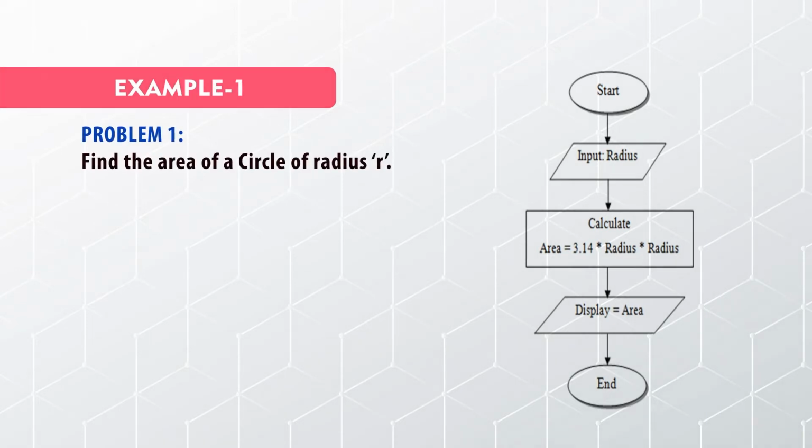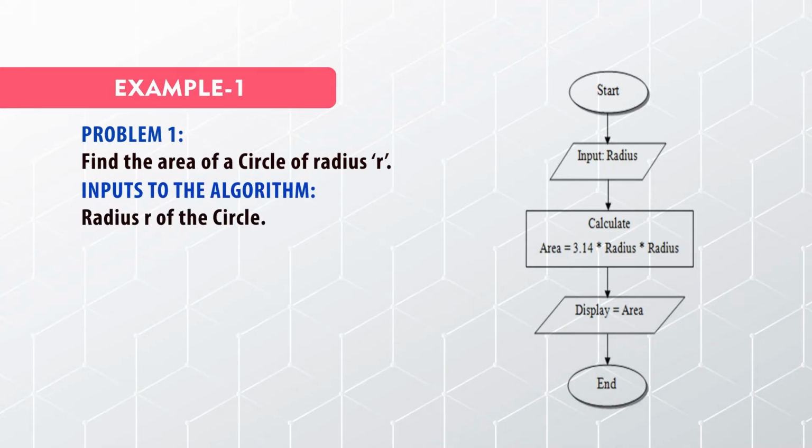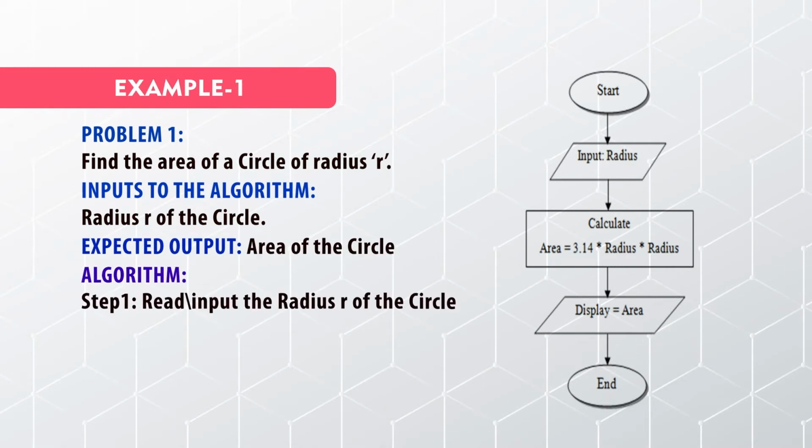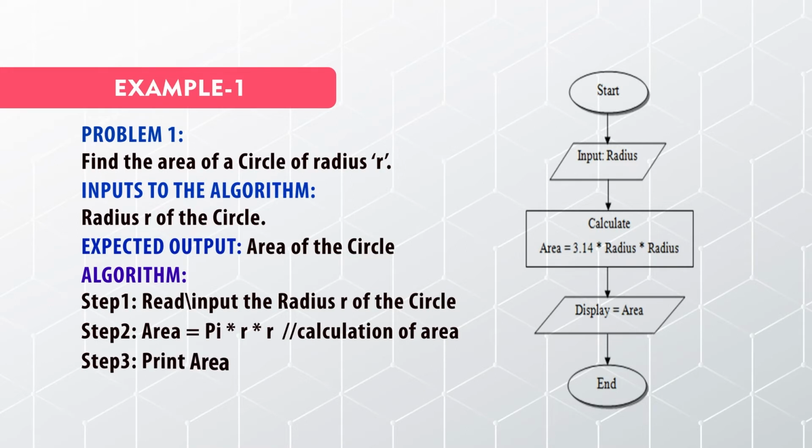To find the area of the circle, firstly we should understand what the input should be. The input is the radius of the circle. Processing relates to the calculation of the area, so we should understand what the formula is. The formula for the area of the circle is pi r square, that is pi into radius into radius. So, the radius is to be multiplied with the factor of pi, and this is the processing, and the output, that is the calculated area, is printed.